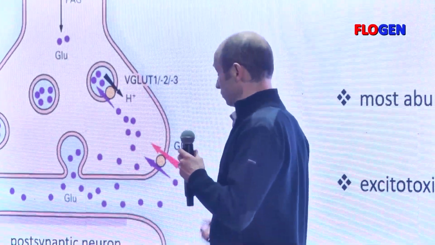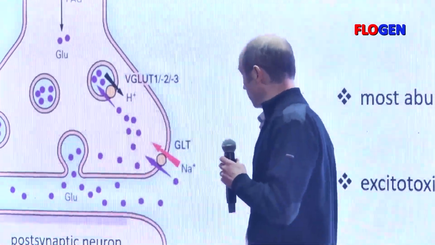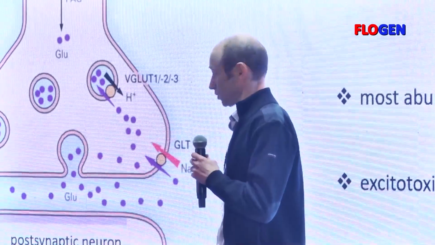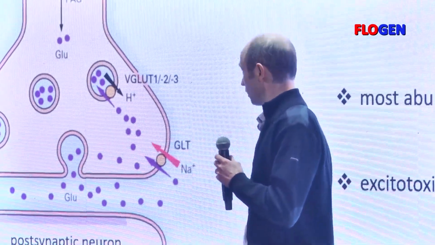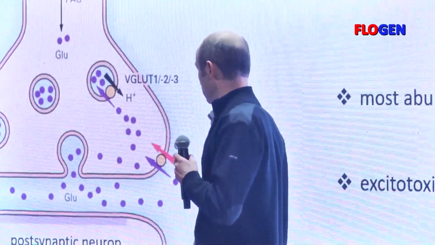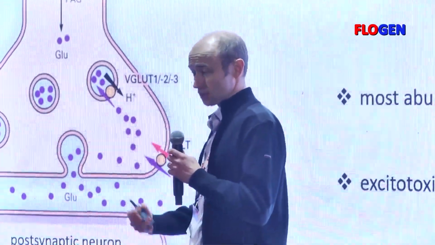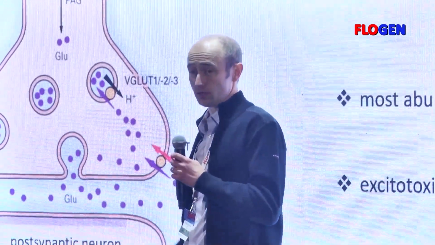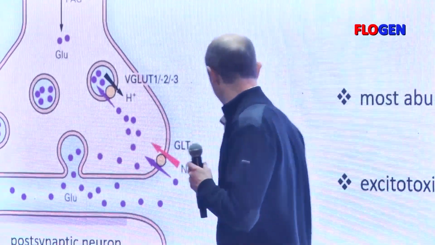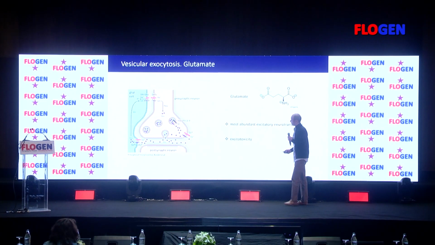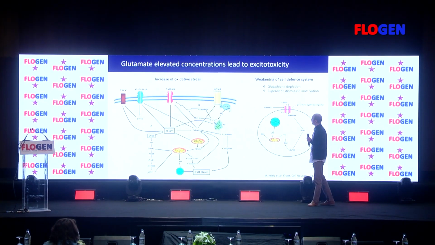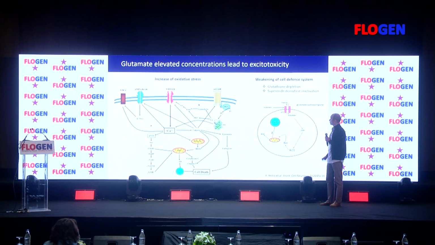And up to now, everything is fine. However, if something goes wrong, for example, the transporters are not sufficiently efficient, or otherwise the neuron is excited too much, we have a kind of accumulation of glutamate in the synaptic cleft, and this has toxic effects.